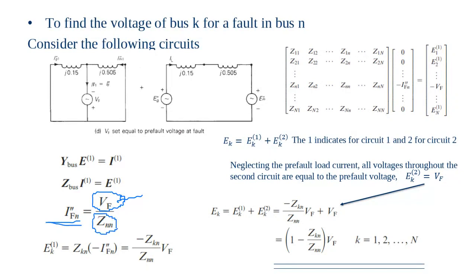Okay, ZNN, which is the Thevenin impedance of bus number N, where the fault happens. So this is N, small n. This is 1, this will be 1, 1, 2, 2, etc.